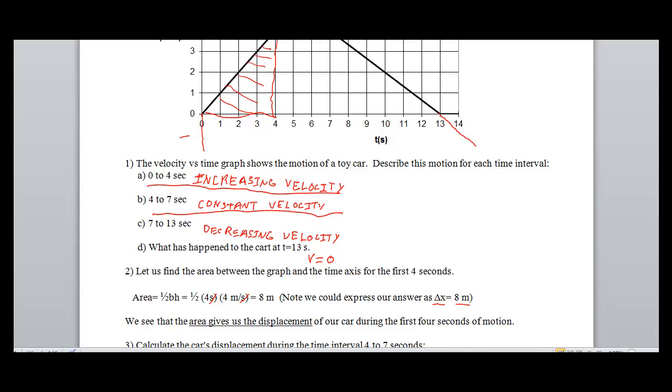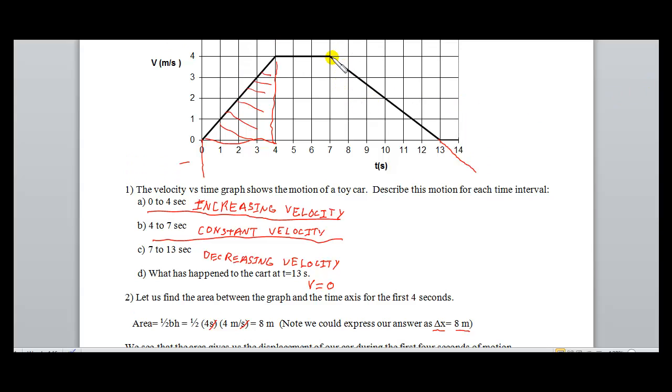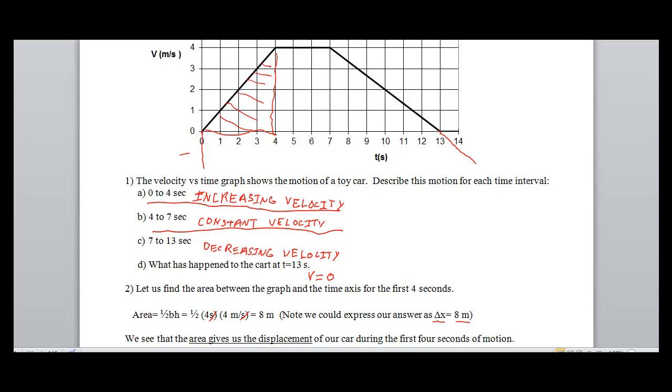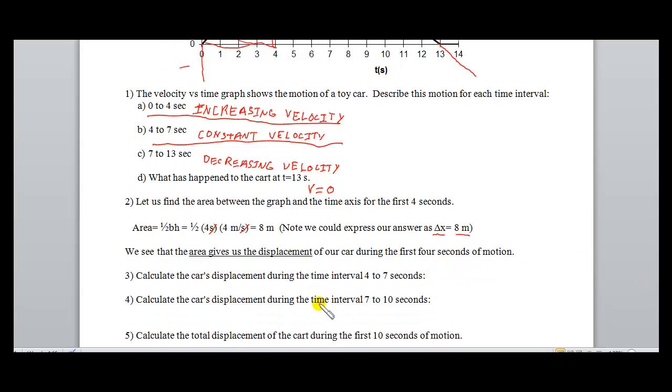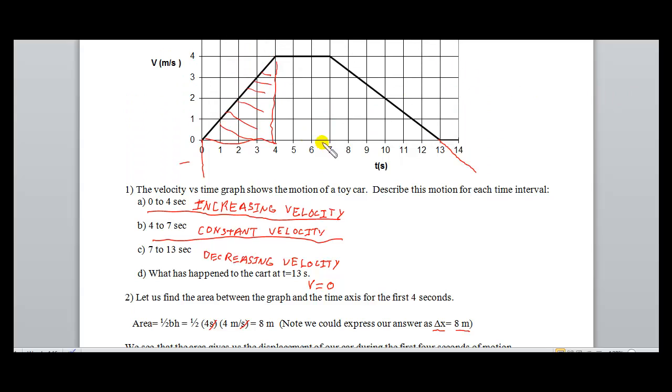And you can make basically a little rectangle talking about this region right in here between 4 and 7 seconds and come up with the equation for a rectangle. And then finally, we're asked to find the car's displacement during the time interval between 7 and 10 seconds. Let's see, between 7 and 10 seconds, that's here and here. Now this one's a little tricky. We're talking about this region here and here, like this.